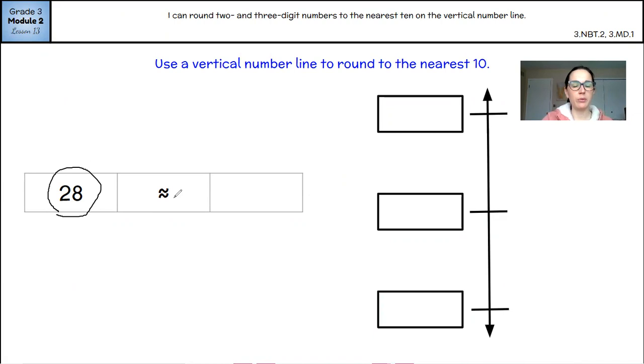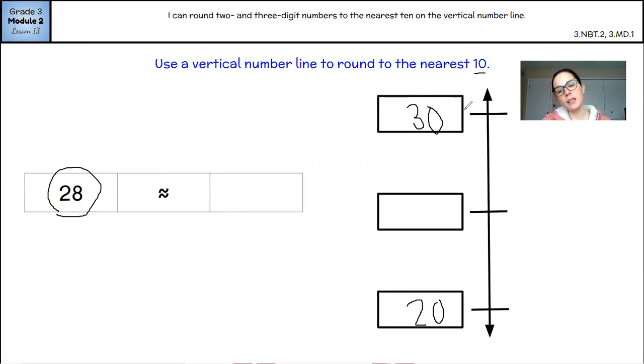So 28 rounds to... Let's think about what the first step is. When we're rounding to the nearest 10, the first step is to think about what two tens this number comes between. When I'm counting by tens, 10, 20, 30, 28 comes between 20 and 30. So 20 goes on the bottom, and 30 goes on the top because we're working our way up.